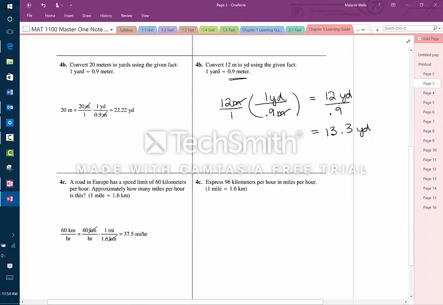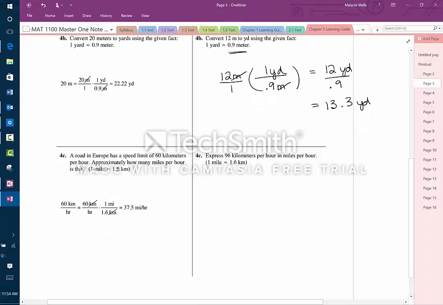And then for C, we're going from kilometers per hour to miles per hour. So we're going to start out with 96 kilometers per hour. If you want to have a 1 there, you can. We want to change the kilometer part to miles. Hours will stay in the problem. So if we change kilometers to miles, we want to get rid of kilometers. So 1.6 kilometers goes in the denominator, 1 mile in the numerator. Cancel out the kilometers. Now multiply across the top.